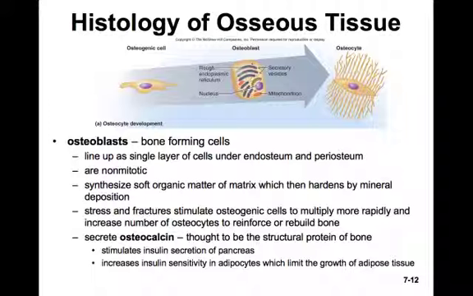The osteoblasts also secrete a substance called osteocalcin. This is thought to be one of the structural proteins of bone. It stimulates insulin secretion from the pancreas and increases the sensitivity of adipocytes to insulin. And thus, it'll limit the growth of the adipose tissue.